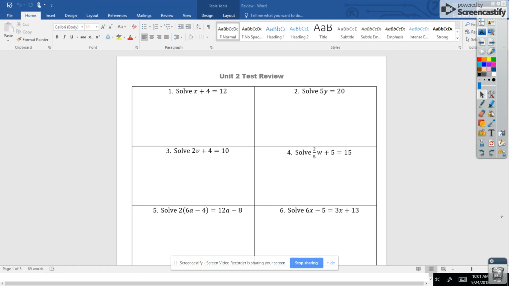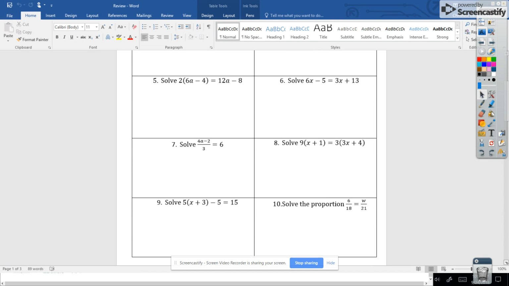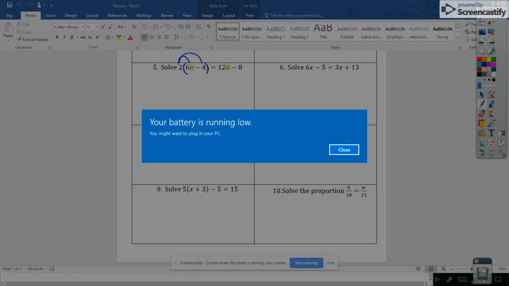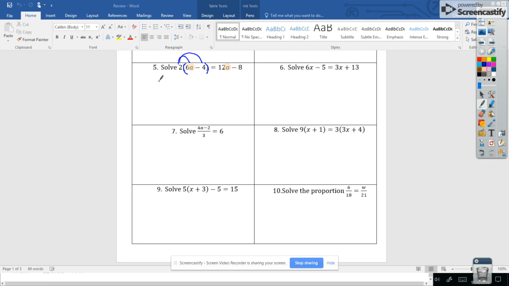Okay, number 5. A little more complicated here. When I first look at this problem, what I notice is I've got an a here and I've got an a here. I've got an a on both sides of my equation. So after I distribute, I'm going to need to get my a's together on one side and my constants together on the other side. So I see these parentheses right here, which mean to distribute, which mean to multiply. So I'm going to multiply here 2 times 6a is 12a.